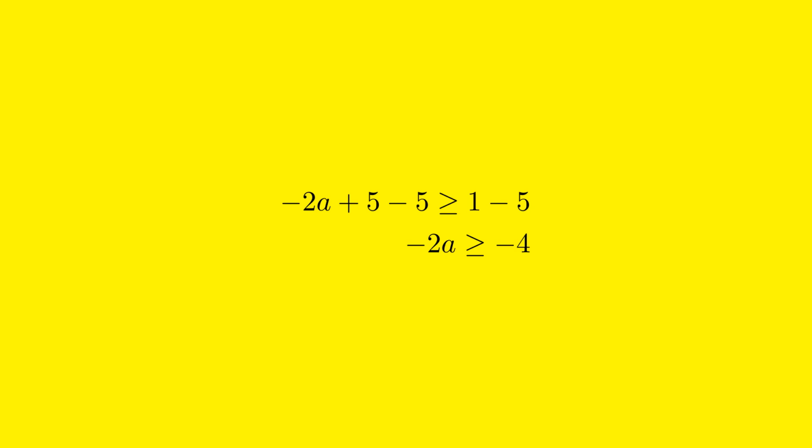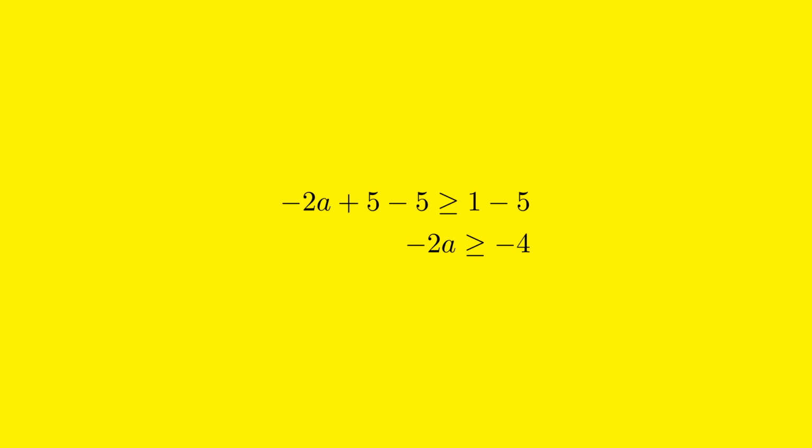To remove plus 5 from the left side, we need to subtract 5 from both sides of the inequality. This operation keeps the inequality balanced because whatever is done to one side must also be done to the other side. So, subtracting 5 from both sides, we perform the calculation minus 2a plus 5 minus 5 greater than or equal to 1 minus 5. This simplifies to minus 2a greater than or equal to minus 4.